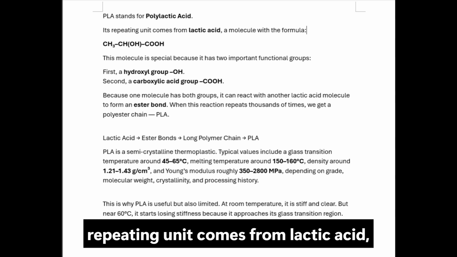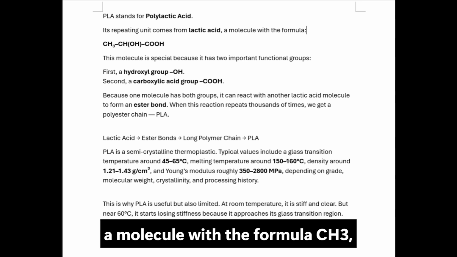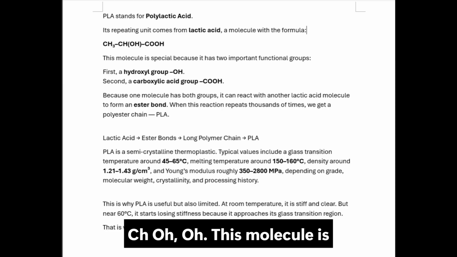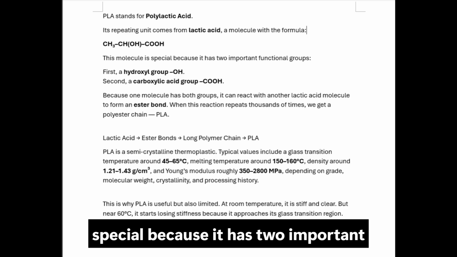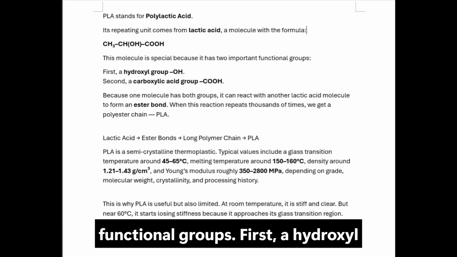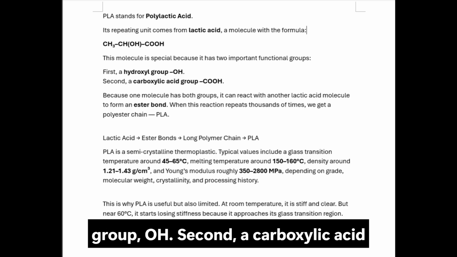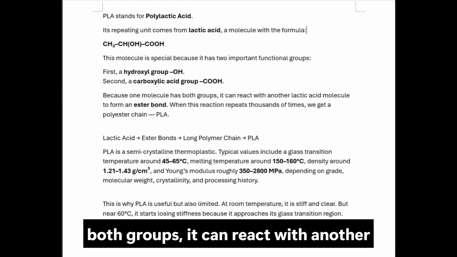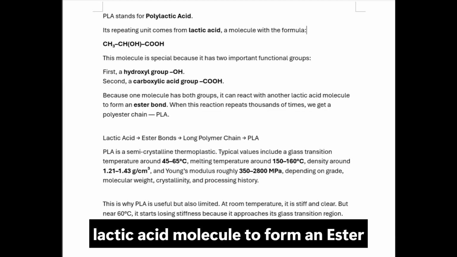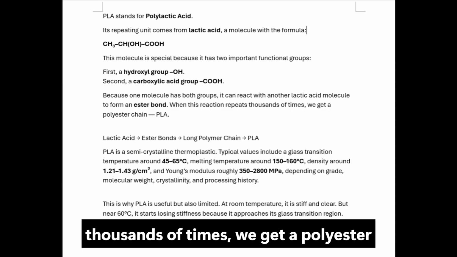Its repeating unit comes from lactic acid, a molecule with the formula CH3CHOHCOOH. This molecule is special because it has two important functional groups. First, a hydroxyl group, OH. Second, a carboxylic acid group, COOH. Because one molecule has both groups, it can react with another lactic acid molecule to form an ester bond. When this reaction repeats thousands of times, we get a polyester chain, PLA.